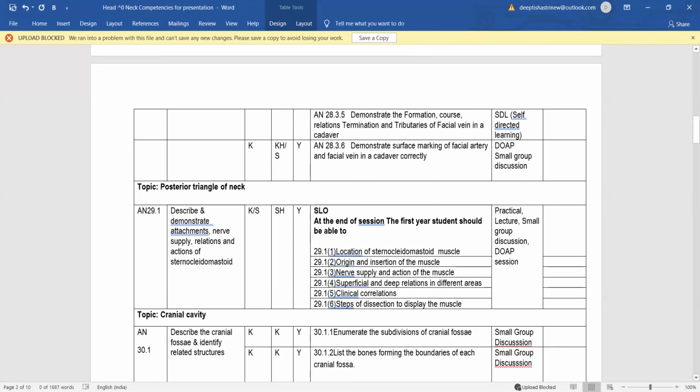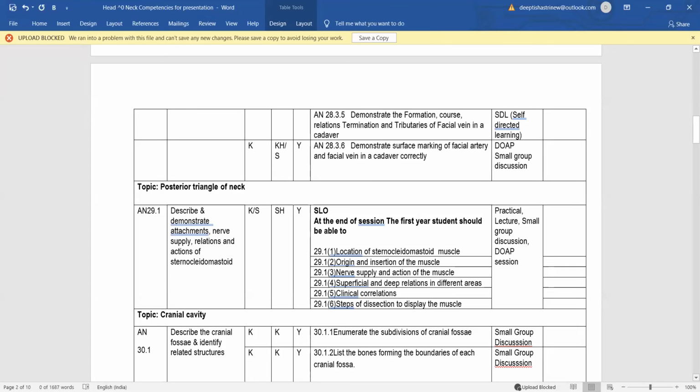That is completely different. No, it's given separately. But I think even here it could be added. No harm in adding demonstrate action of sternocleidomastoid. Demonstrating actions and testing of the muscles are two different things. So action can be added over here. Right, right. You can add.